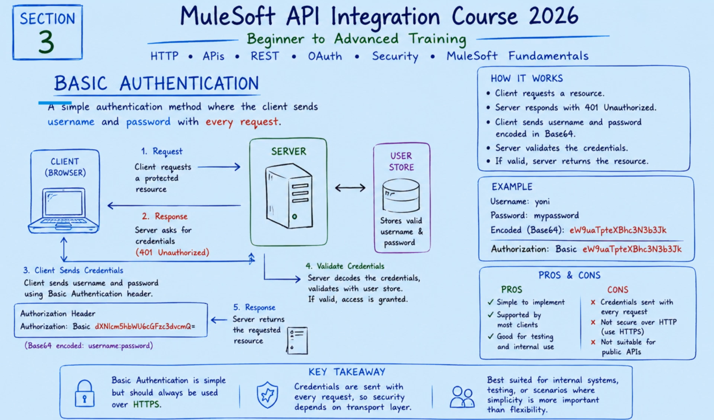Basic authentication, one of the simplest methods used to verify a user's identity. The diagram begins with the client requesting a protected resource. The server responds by requesting credentials, and the client sends a username and password encoded in base 64 within the authorization header. The server decodes and validates the credentials against its user store. If they are valid, access is granted. Otherwise, the request is denied. Although basic authentication is easy to implement and widely supported, the credentials are sent with every request, so it should always be used with HTTPS to protect sensitive information during transmission.